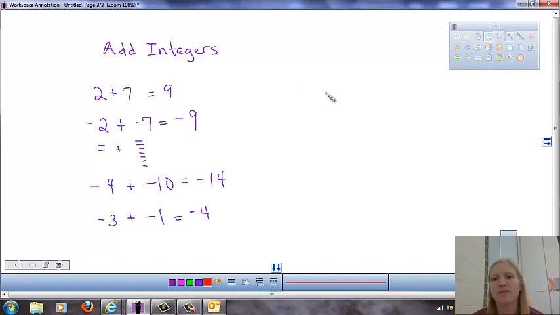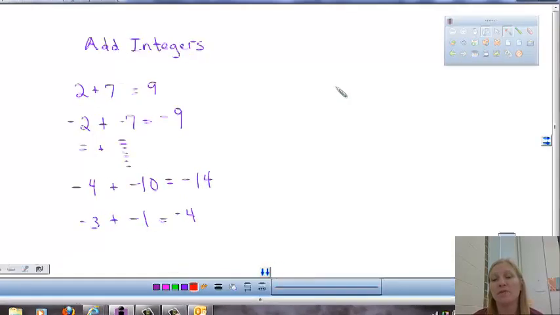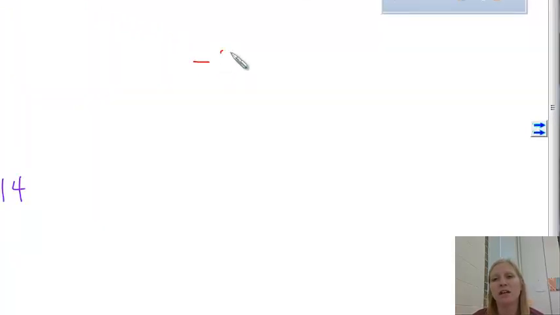Over here I'm going to try some where you have a positive and a negative. So negative 3 plus 4. This one's harder, because you basically have 3 negatives and 4 positive signs.